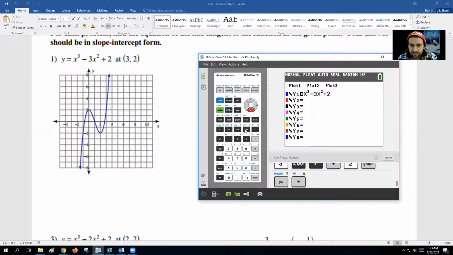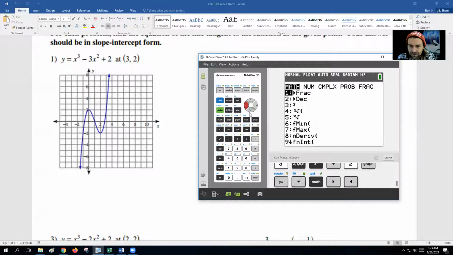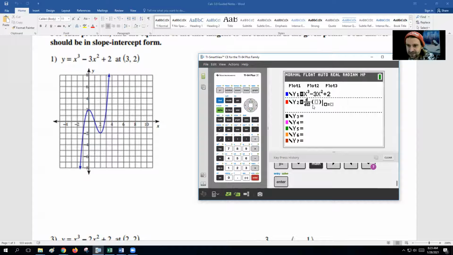Notes are above. But what we're going to do here, instead of typing in a new line or actually trying to figure out the derivative, which is too hard, we know that's 3x squared minus 6x. But what we can do here is if we press math, and we're going to go down a little bit to number 8, where we have nDeriv. If we think about it, that means we're going to take the derivative. So we get a little fancy thing here, and we've got to type a couple things in the calculator.